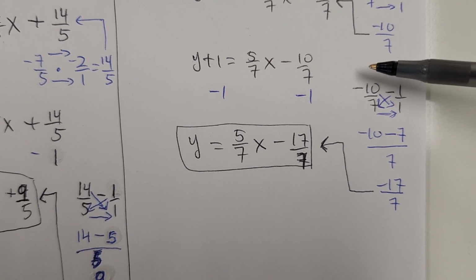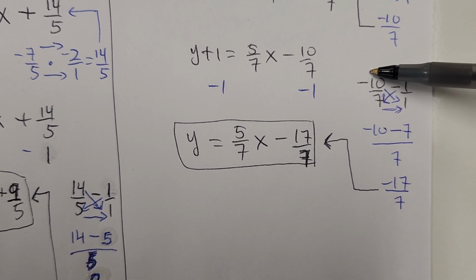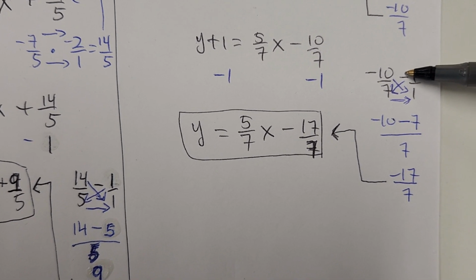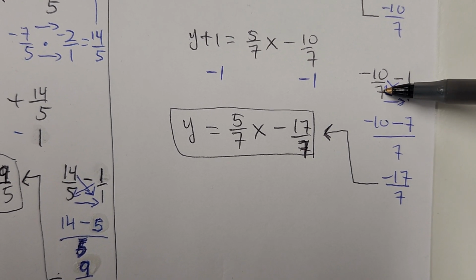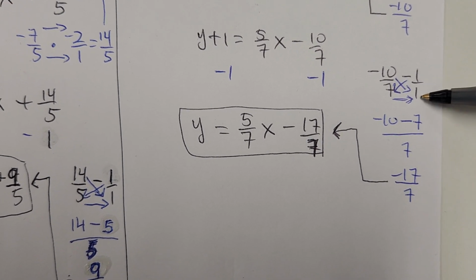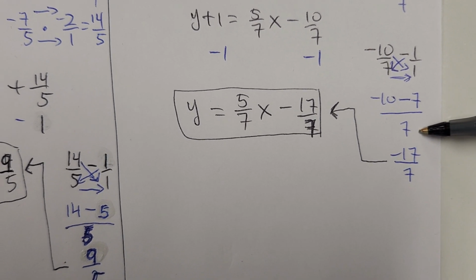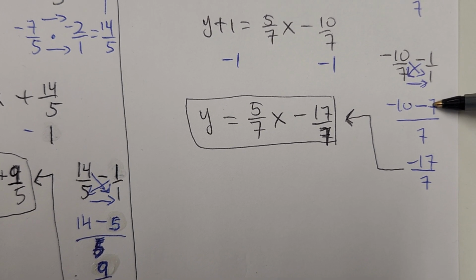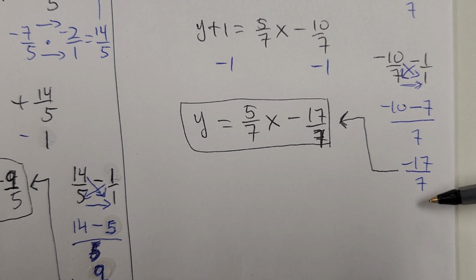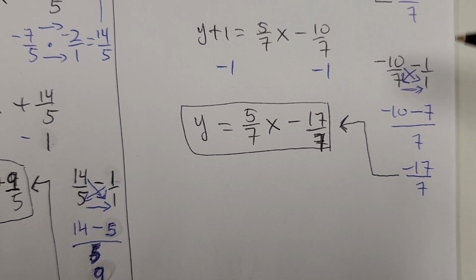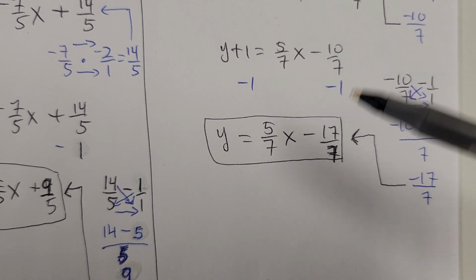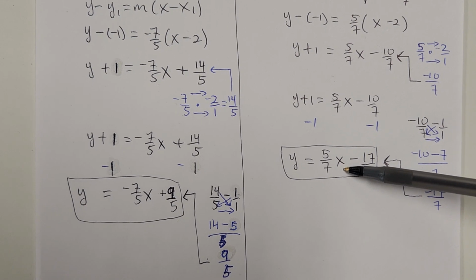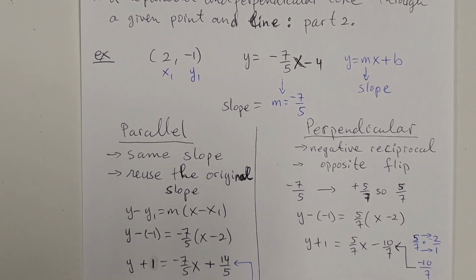Same thing, starting from the left, negative 10 times 1, negative 10. Don't forget this minus right here, so bring this minus down. 1 times 7 is 7. 7 times 1 in the bottom still gives me 7. Then do your order of operations. Negative 10, negative 7 gives me negative 17/7. So you will put negative 17/7 here. Okay, so this is the final equation that we are looking for, which is perpendicular to the original equation.